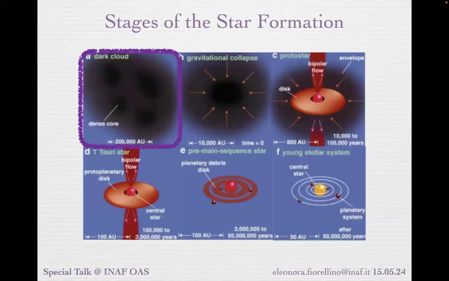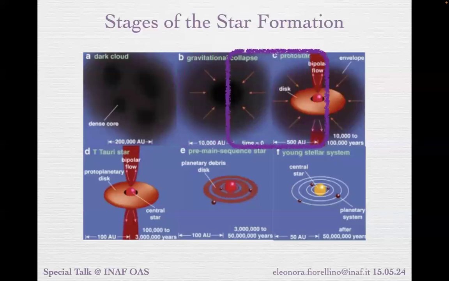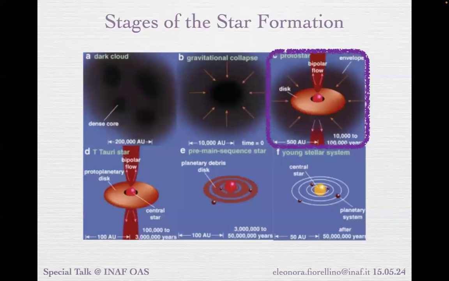So, a brief introduction of the star formation stages. You know that stars form from the fragmentation of molecular clouds into prestellar cores. Those prestellar cores can eventually collapse because of their mass. When this happens, a protostellar object is formed, composed of a forming star, a circumstellar disk, and a very deep envelope.